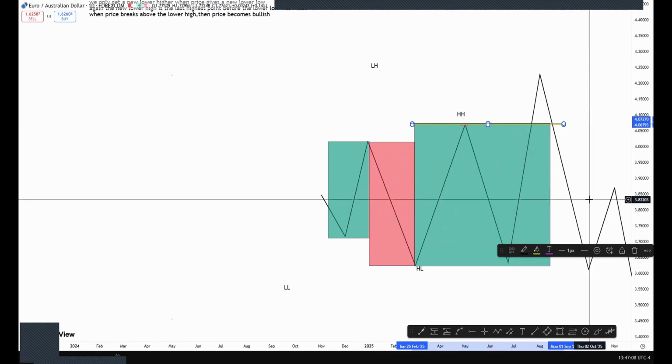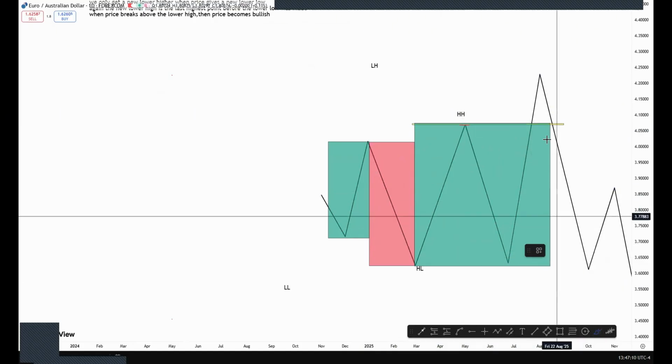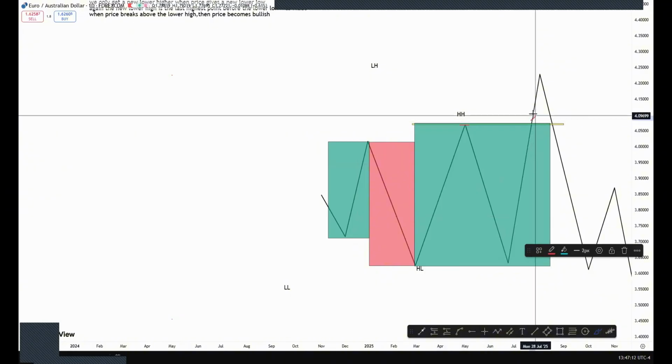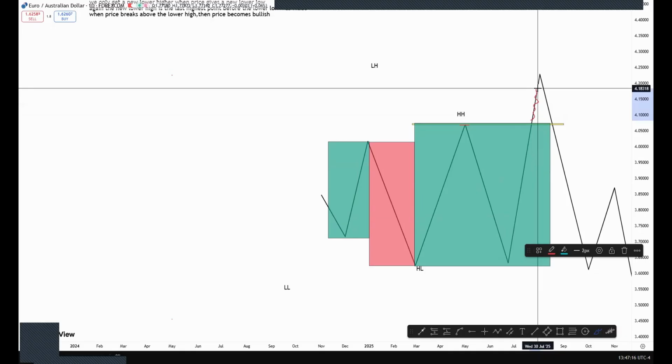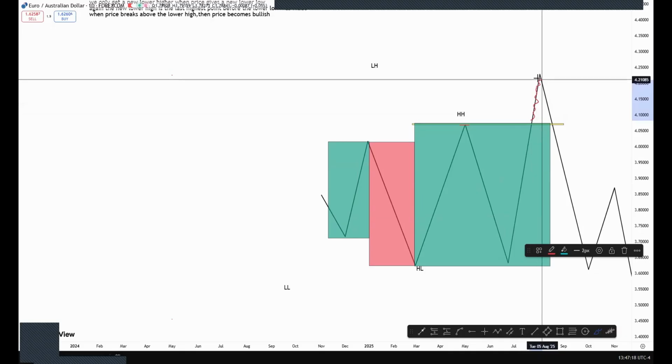We start getting new higher highs. You can see, so from this level, price is now forming higher highs, higher highs, higher highs, and so on.